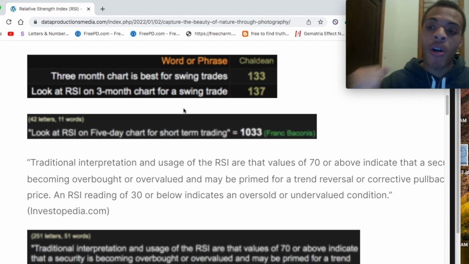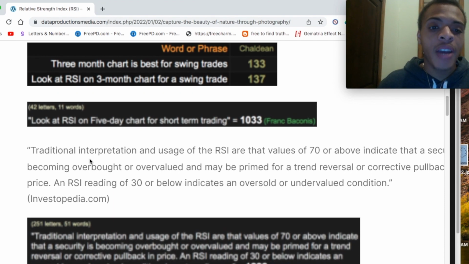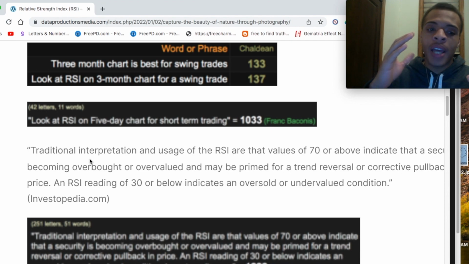So again, powerful, right, for swing trades. Look at RSI on 5-day chart for short-term trading. Now, this is getting into short-term time frames. Again, you can use it for within the day-to-day as well.